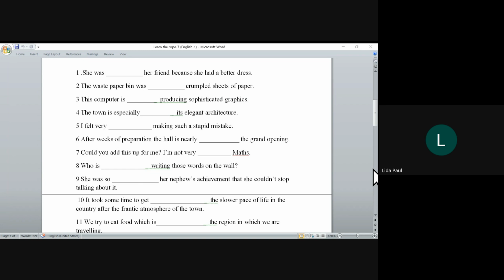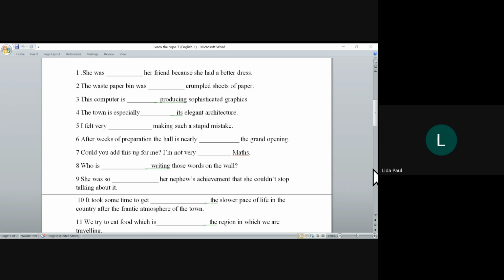Seventh one: Could you add this up for me? I'm not very dash at maths. Yes, Suhani, right. Good at maths, right? So why good at here? Because you're referring to yourself. You're talking about your capability, which by extrapolation means we're talking about a human being and their capability. So good at. I'm not very good at mathematics, or I'm not very good at maths.